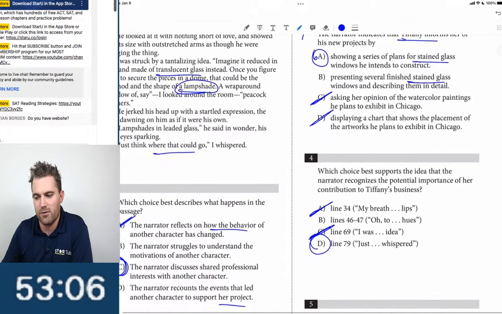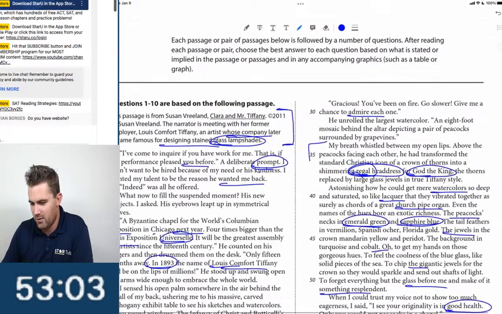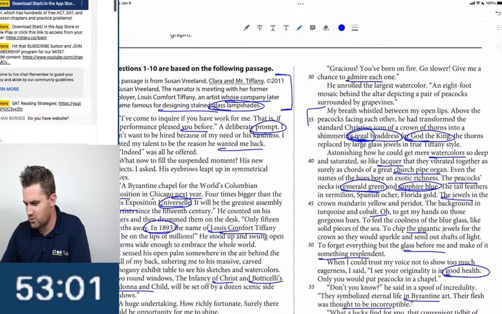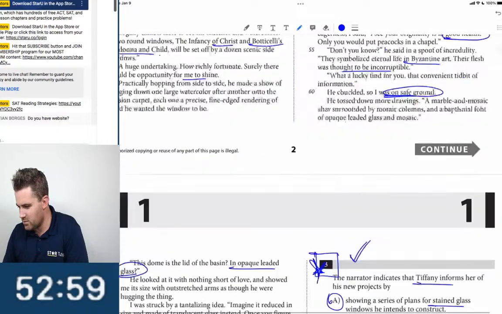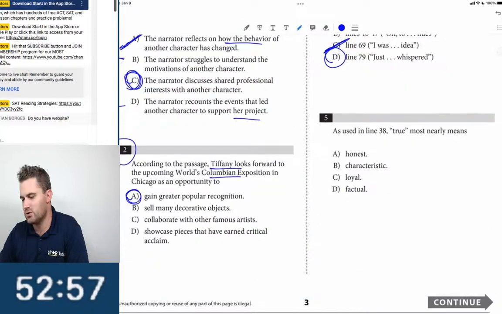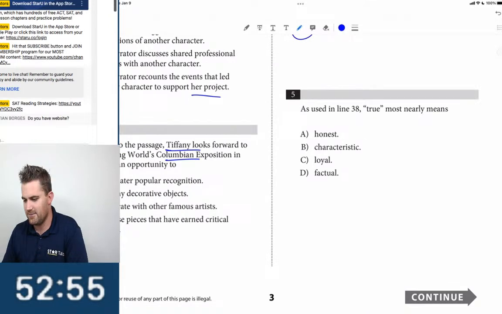Line 38, true. The thorns replaced by large jewels in true Tiffany style. So true Tiffany style, I think, is like characteristic, right, or loyal. I think it's got to be one of these two. I'm going to say characteristic style. Does everybody see that? Anybody have any questions on that one?